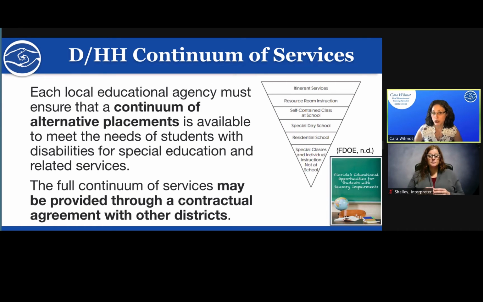An optimized program for students who are deaf and hard of hearing demonstrates a continuum of services. Each local education agency must ensure that a continuum of alternative placements is available to meet the needs of students with disabilities for special education and related services. Usually the local education agency in Florida is the school district. For districts that do not have capacity, the full continuum of services may be provided through a contractual agreement with other districts or a private institution. District programs must have all the LRE options or contract for them, but a student's placement depends on their needs.